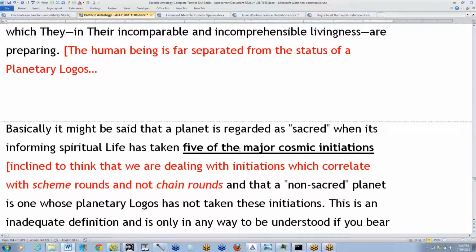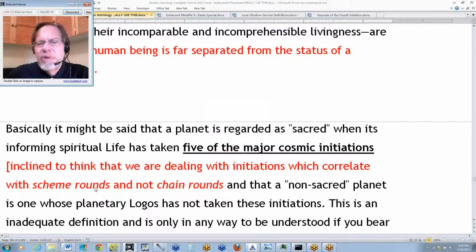So if that were the case, since we're only in the fourth scheme round right now, this is my assumption, and certainly in the fourth chain round, it's going to be a while, because we would have to complete still millions of years. Every chain round may be separated by, I'll just use a figure that has come from Blavatsky, although there could be acceleration, but a figure of some 300 million years for each round, and then we have to have the period between rounds which is comparable. So this could be a long time.